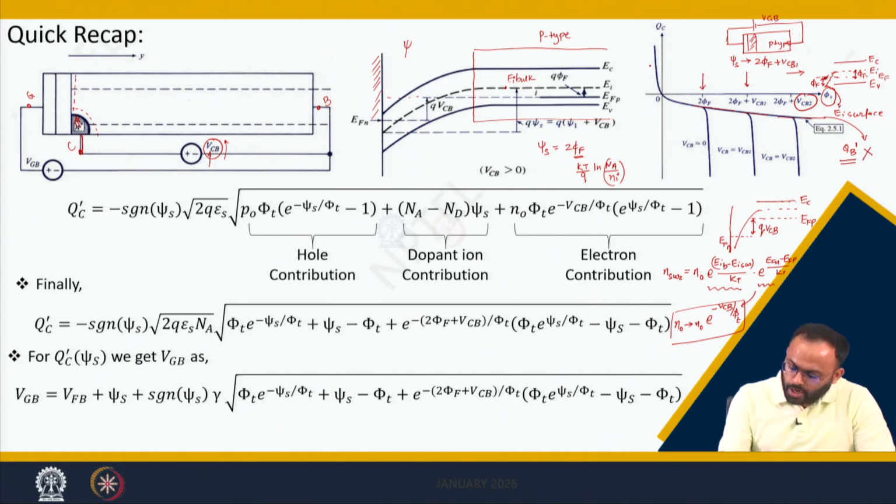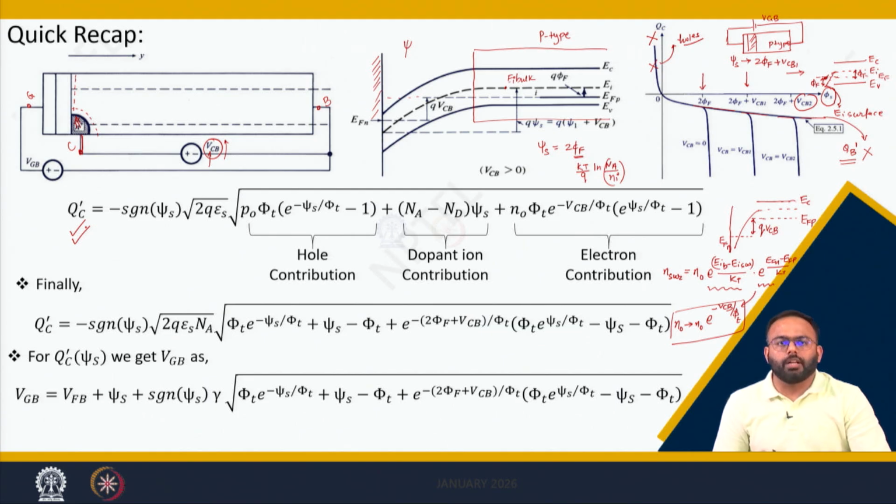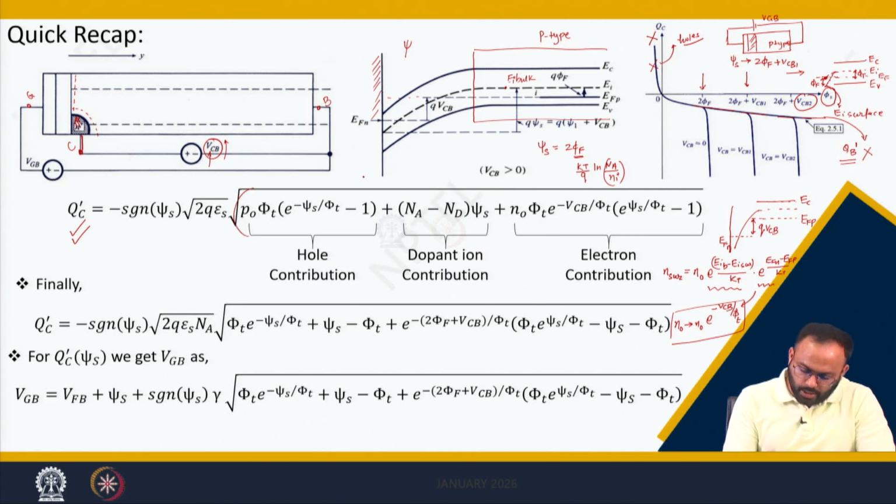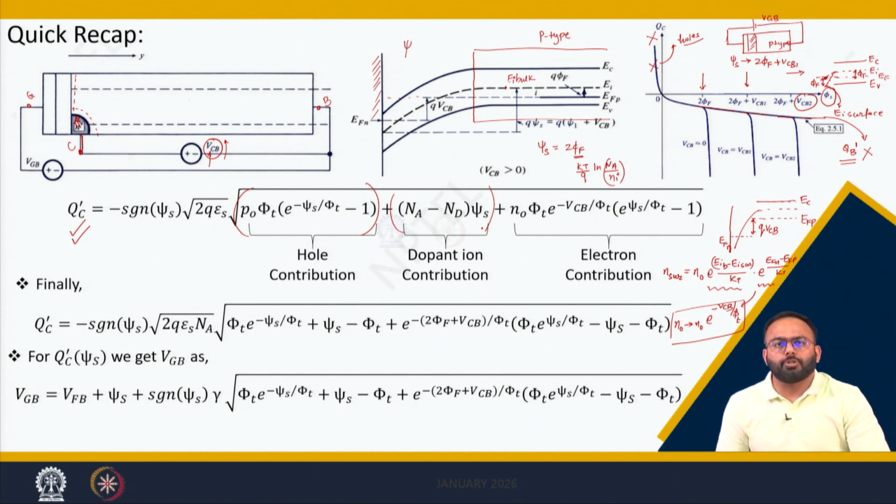Similarly, VCB will not influence the accumulation region, because in accumulation, near the surface you have holes, and the influence of VCB through this N plus layer on holes is not there. So, by considering all these charge analyses, we derived a closed form equation of charge considering VCB. We found that VCB does not come in the hole contribution term, nor in the dopant ion contribution term. Instead, it comes only when we talk about the surface electrons.